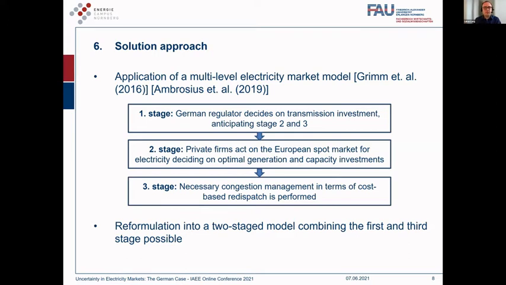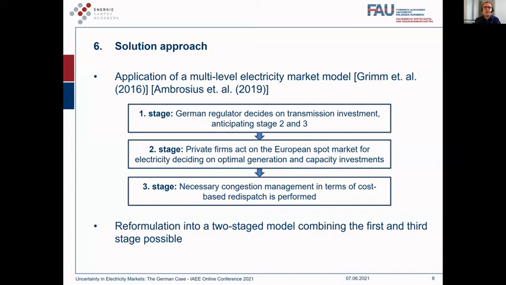So let me come to the solution approach. For solving this problem, we use a fundamental electricity market model. And we're using a multi-level electricity market model to actually analyze these different stages. So we have transmission investment we want to solve. We have generation capacity investment and grid operation.